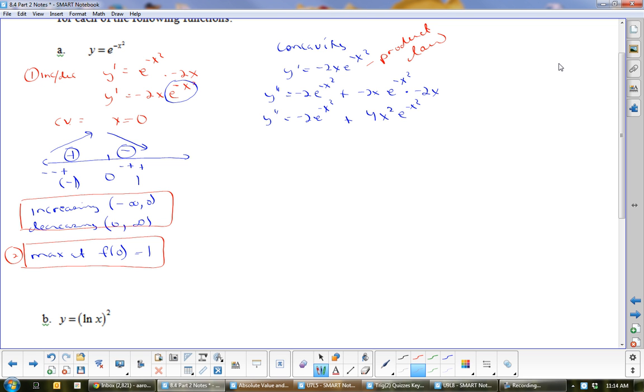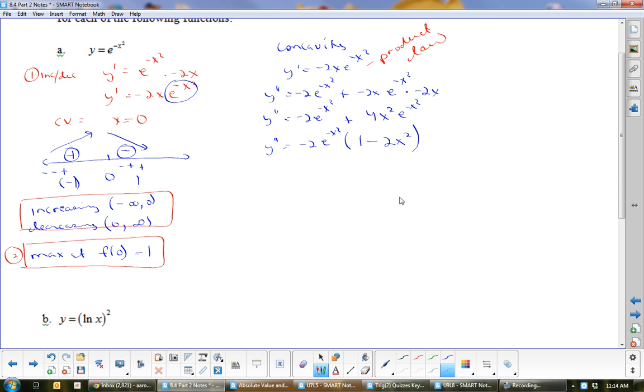I'm still cleaning here. So I can take out a y double prime. I can take out a negative 2 e to the negative x squared, which gives me 1 minus 2x squared. Now this is a valuable step for finding CVs, because you can bring that e to the negative x squared down below if you wanted to, but nothing will make it equal 0. So we don't have to worry about this.